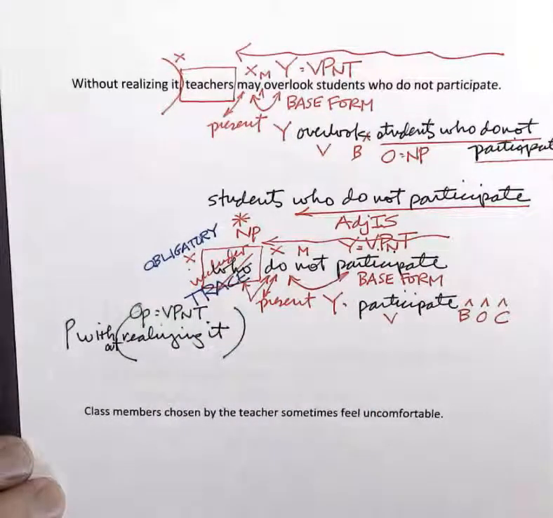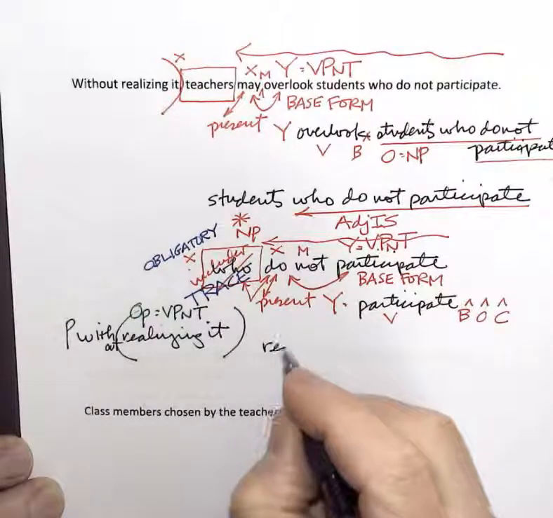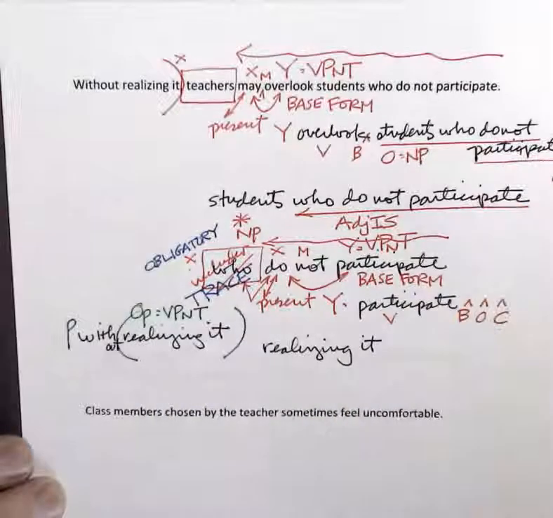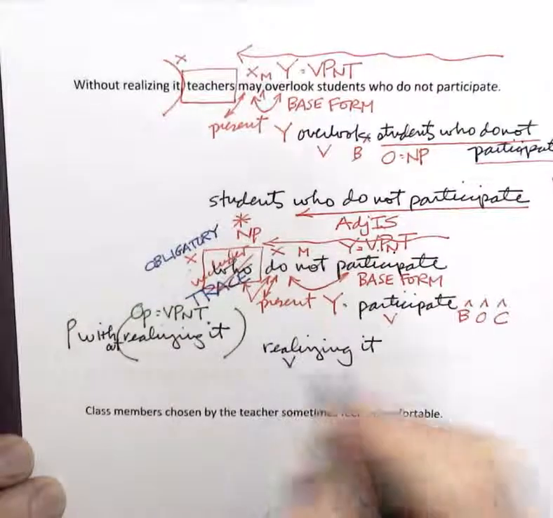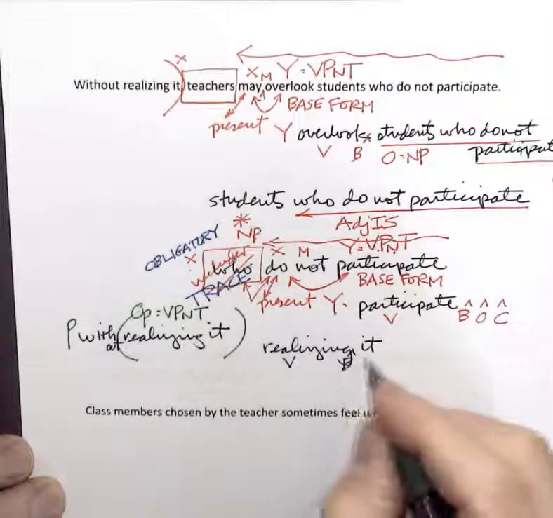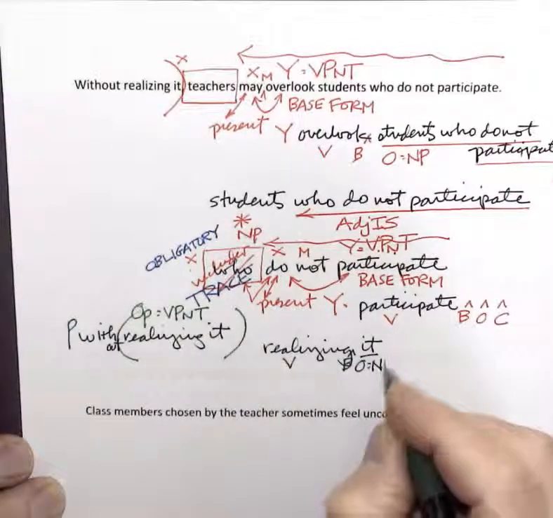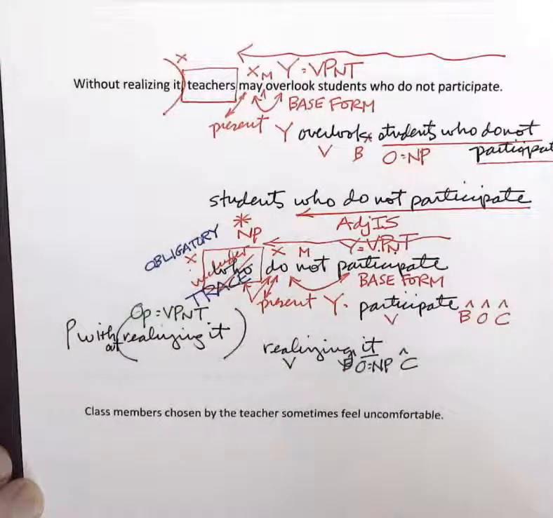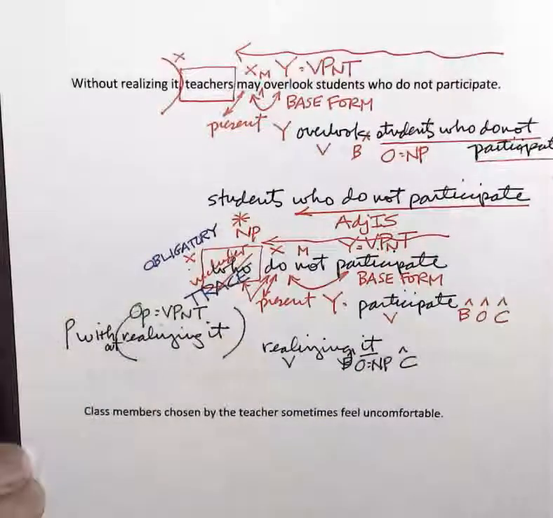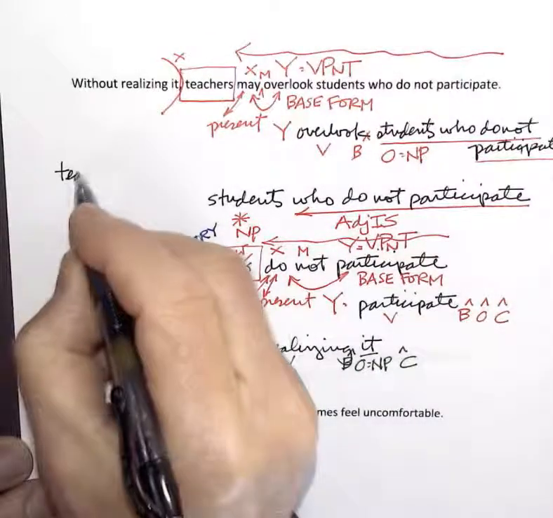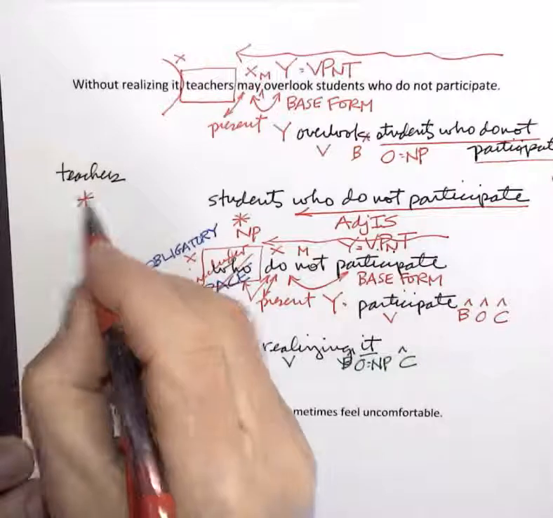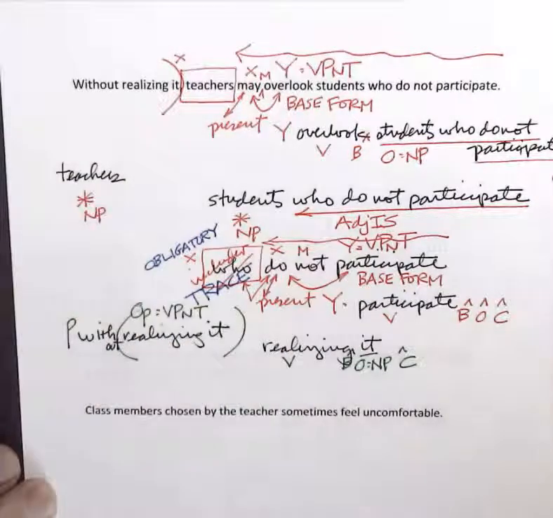Let's rewrite the verb phrase. Realizing it, and treat it like every verb phrase. It has a verb place, a particle place, object, noun phrase, and a complement place, which is empty. And now we're done with that sentence. We don't really need to, maybe, but what the heck. Teachers, the subject, is a noun phrase. And we've analyzed every part down to the individual words.